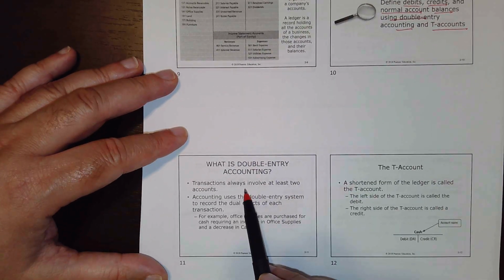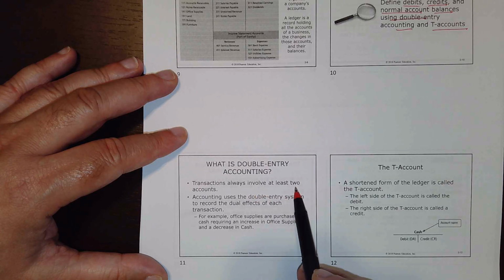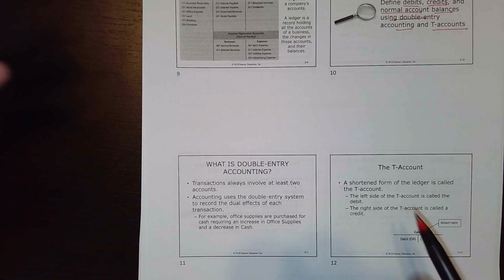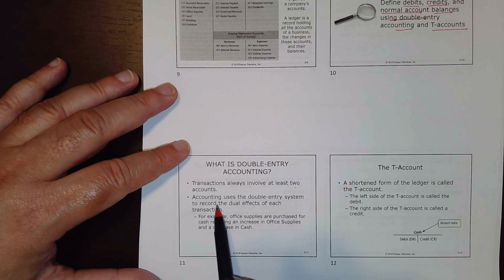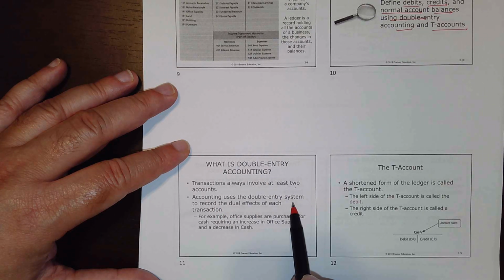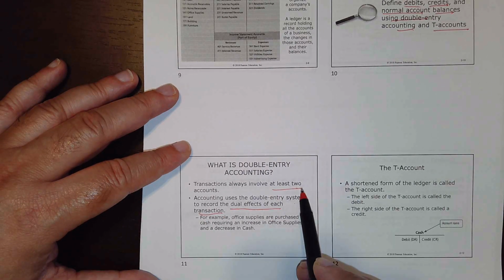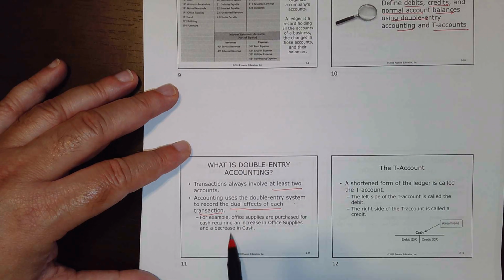So what is a double entry transaction? It always involves at least two accounts. One is going up, one is going down, and in some cases both are going up. Accounting uses double entry to record the dual effect of each transaction. For example, office supplies are purchased for cash, requiring an increase in office supplies and a decrease in cash.